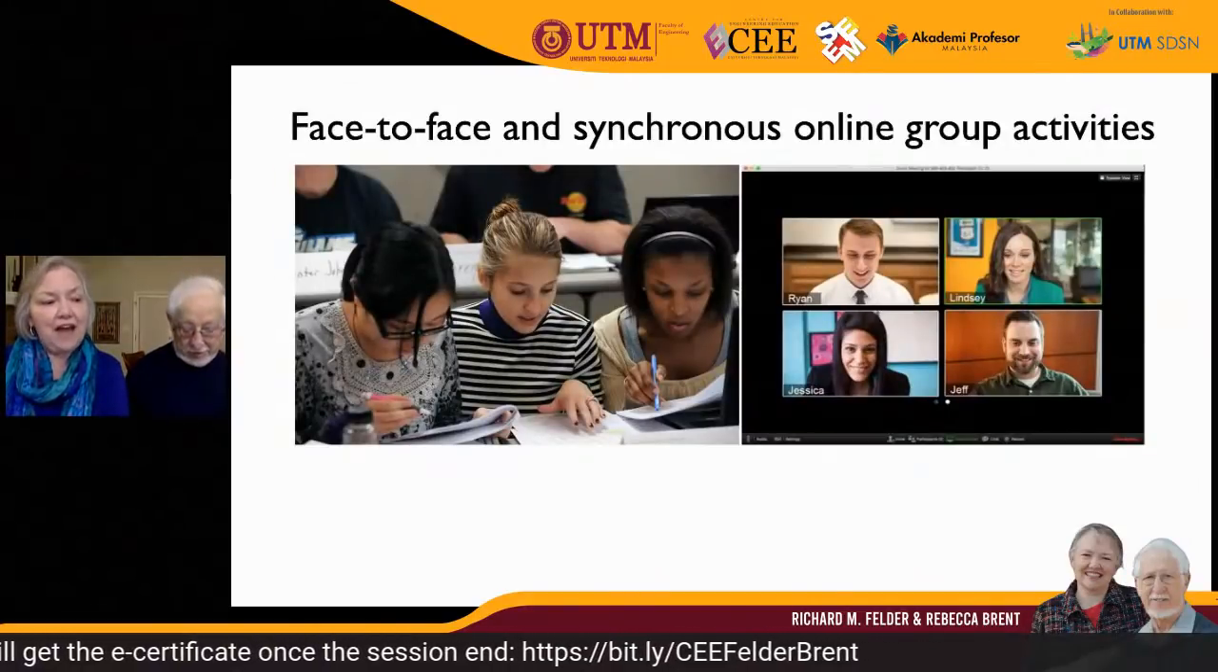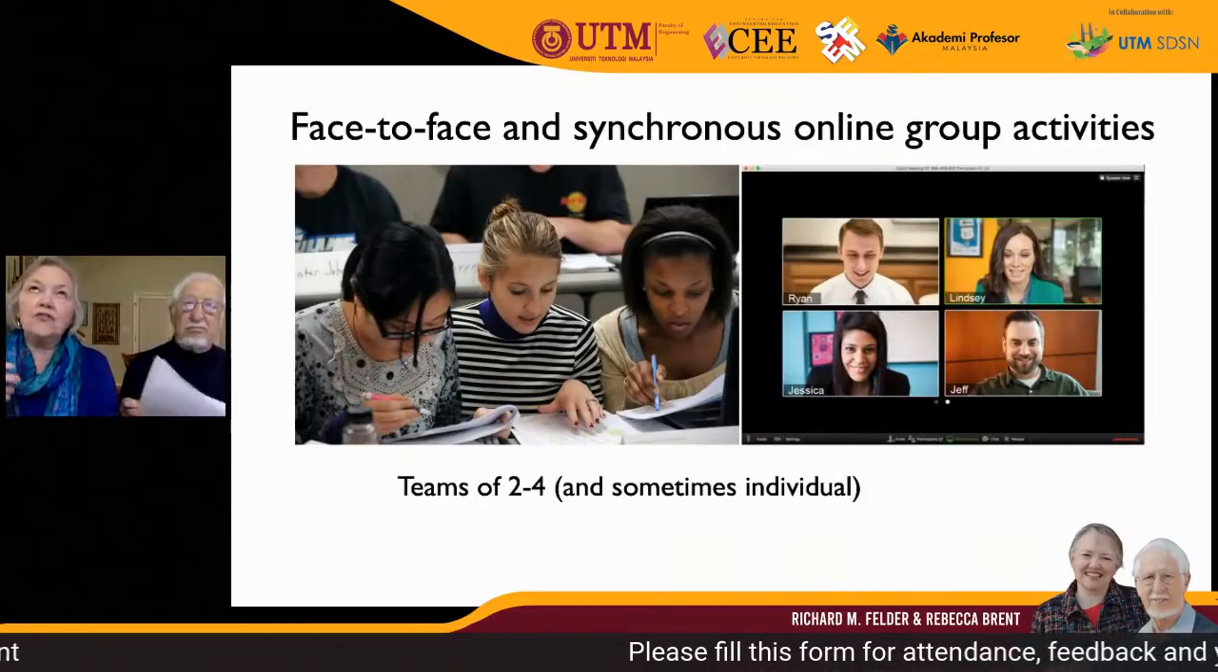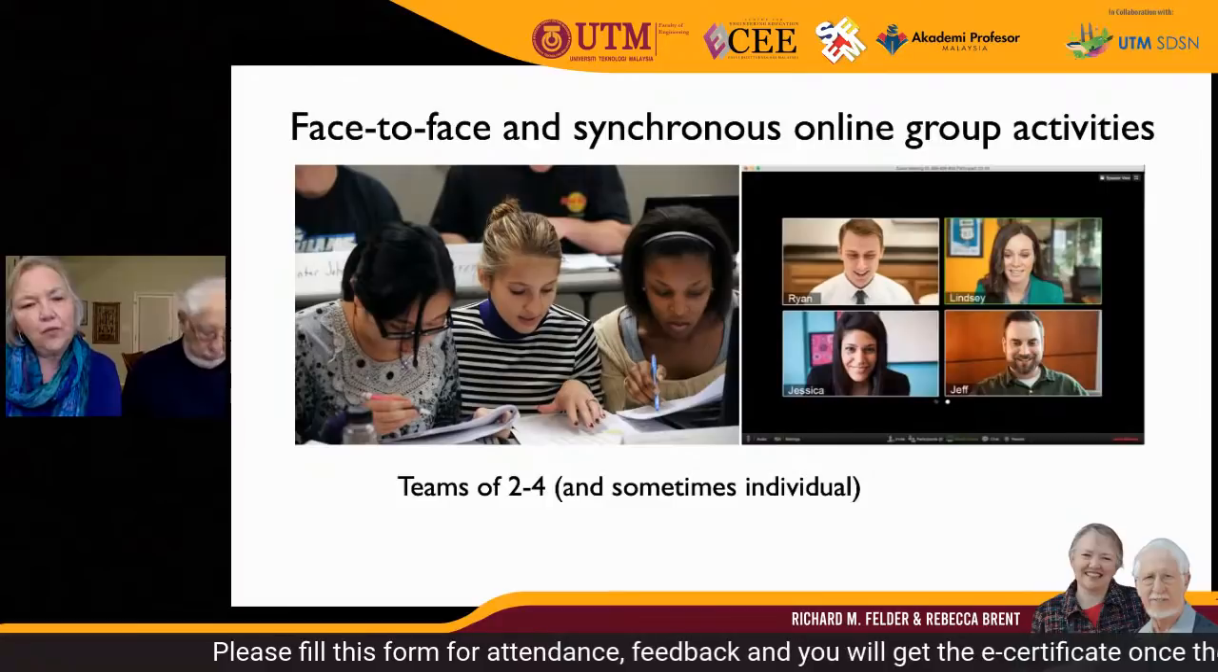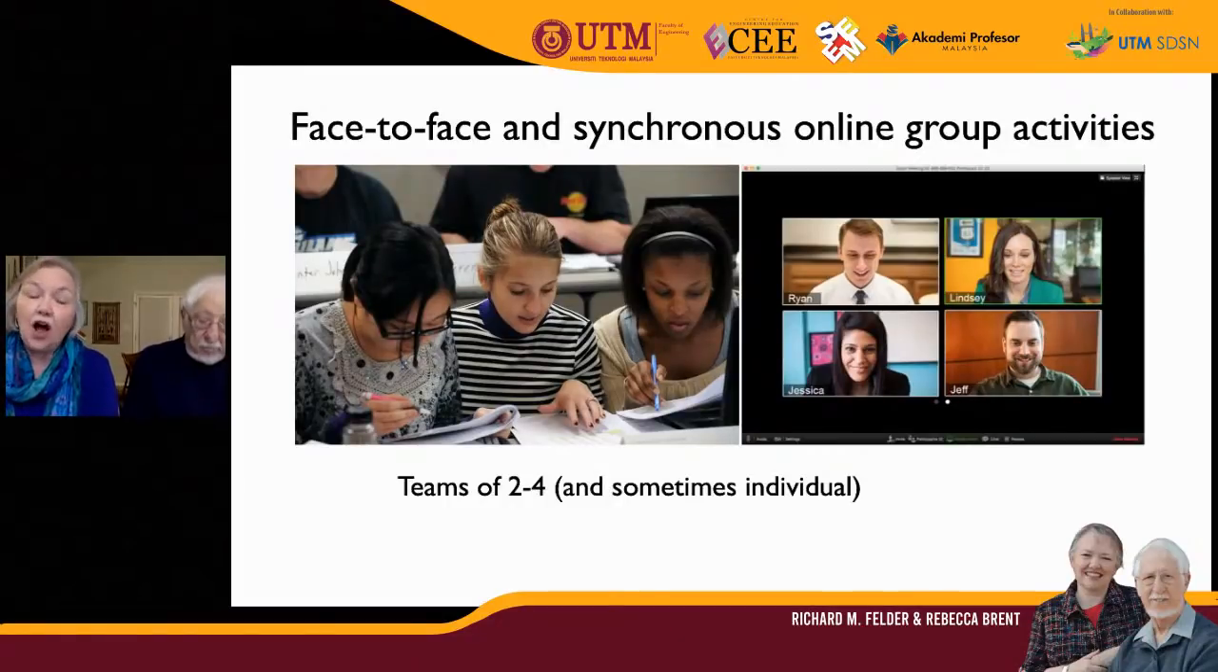So when we're thinking about face-to-face and synchronous online group activities, we have a certain format or way to do it that works really well. On your screen, you'll see on the left a face-to-face group, and on the right, a Zoom breakout room where four students are put together in a room and they can talk to each other. That is a tool that many of our online resources have for us. So all the things that you're so familiar with doing in the face-to-face class, you can do using these breakout groups. There are other things you can do as well, but this will give you a basic idea.